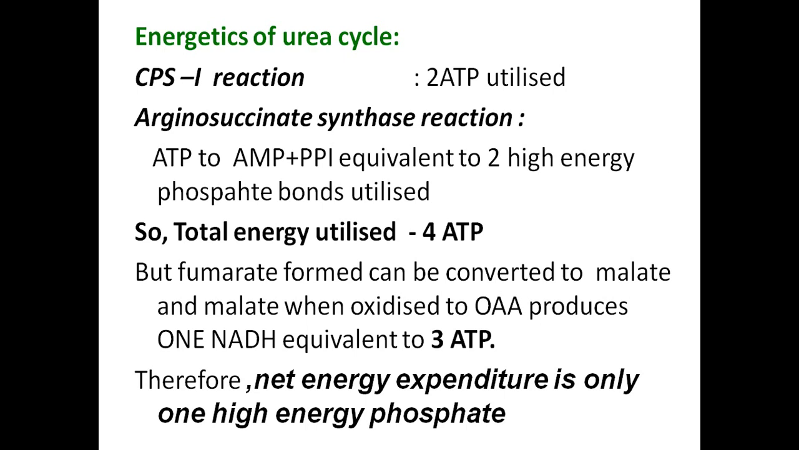So already 3 ATPs are released over there. If 4 ATPs are utilized, 3 ATPs are regenerated by oxidation to oxaloacetate. So the net consumption is only 1 ATP. Only 1 high energy phosphate is utilized in the urea cycle. This is very important, the energetics of the urea cycle.